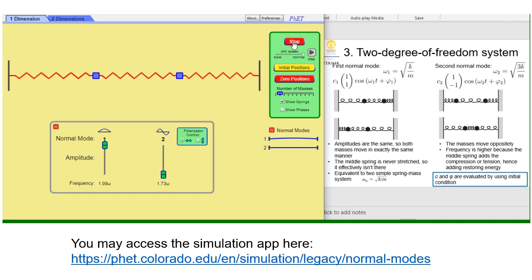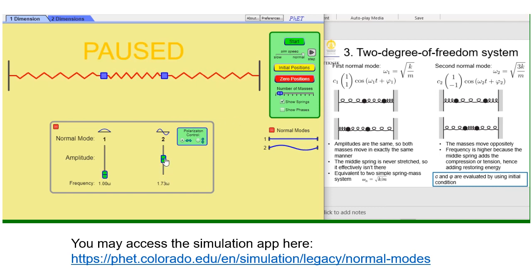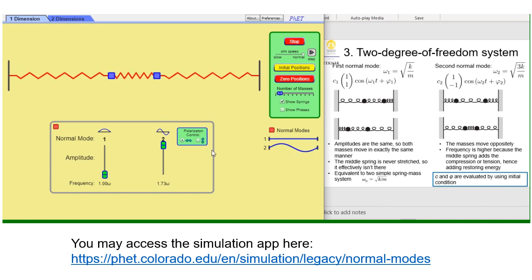We can also check the second normal mode. So let me hit the stop button, go back to zero positions, and now let me set the amplitude of normal mode 2 to 100% and normal mode 1 at 0%. So let's see what it's gonna look like. So this is it. This is the second normal mode, in which they are in opposite phase. The mass 1 and mass 2 are moving oppositely, in opposite phase.